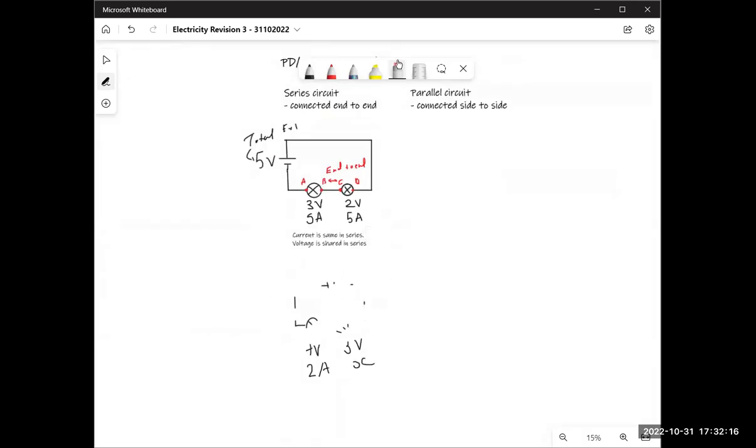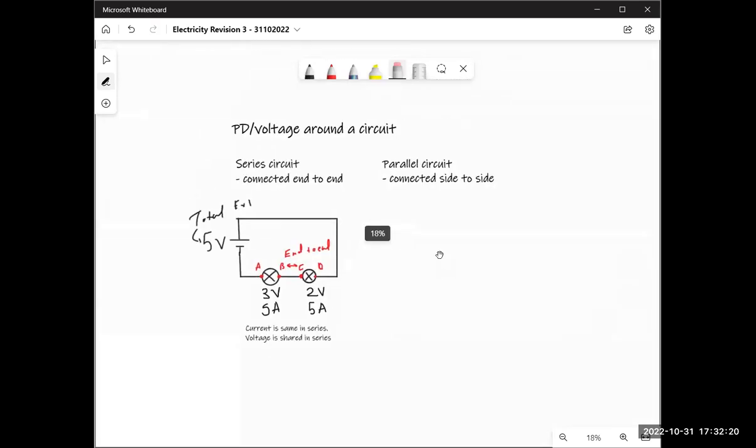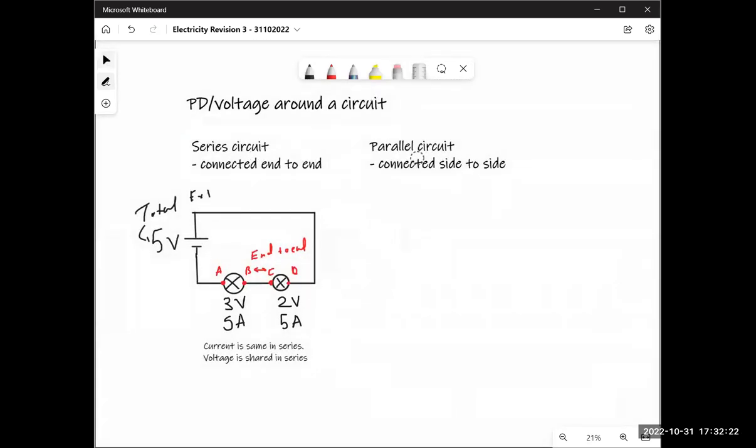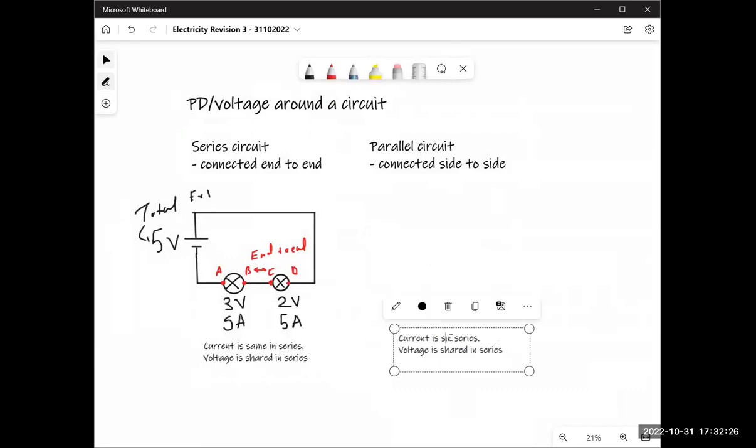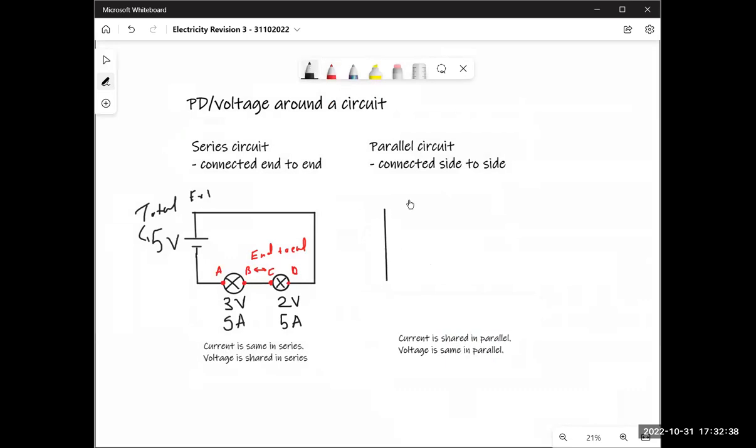Now let's look at another one. That's done. We look at parallel circuit. Current is shared in parallel, and voltage is same in parallel.